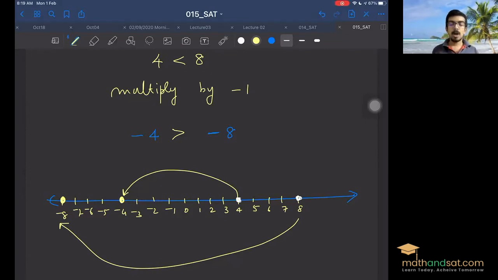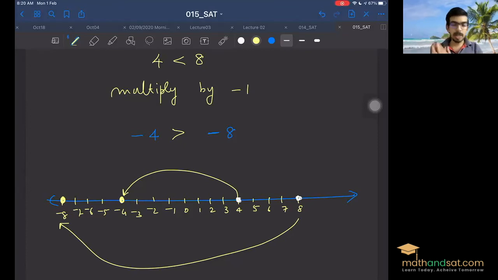But when you're dividing or multiplying with a negative number, you should be careful. With a positive number, that is absolutely fine. But when you're multiplying or dividing with a negative number, you should be very careful because the inequality will reverse its sign. So that is a summary.